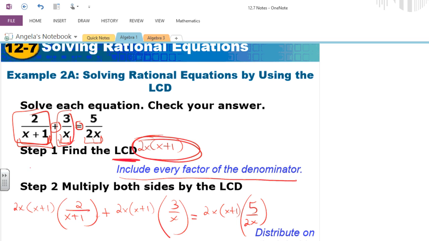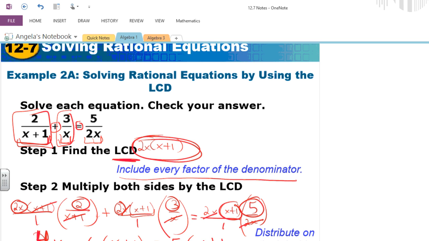So when I do this first part, I can put it over 1, so you're allowed to do that. If I take 2x times x plus 1 times 2 over x plus 1, I can cancel these, and I'm just left with 2 times 2x, which will give me 4x. Over here, I can cancel this x with this x, so I'm left with 2 times 3, which is 6, times x plus 1. So I've got that right there. Equals, this 2x and this 2x will cancel, so I'm left with the 5 times the x plus 1.